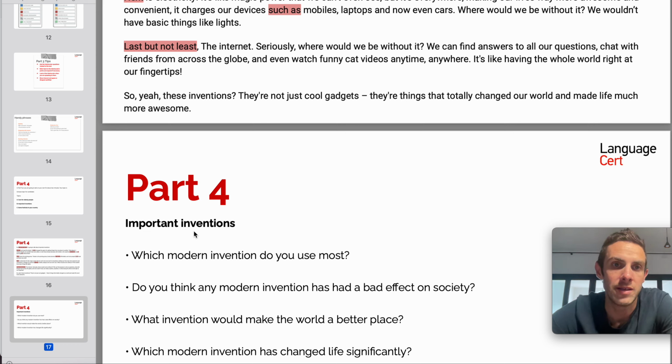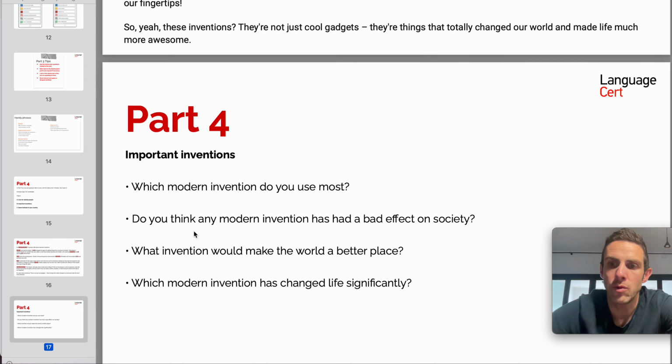So yeah, these inventions, they're not just cool gadgets. They're things that totally changed our world and made life much more awesome. Can you see the stairs? Much more awesome. And that shows the interlocutor that you've finished, and then you just stop. Okay? Now, the examiner will stop you if you speak for too long. He will say, or she will say, thank you, and then move on.